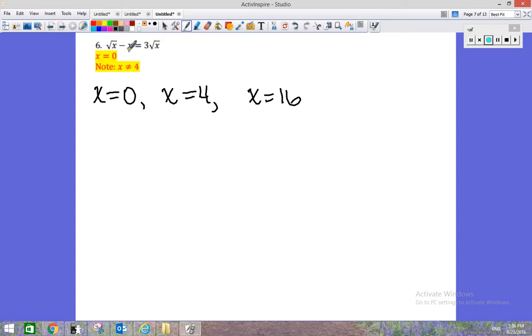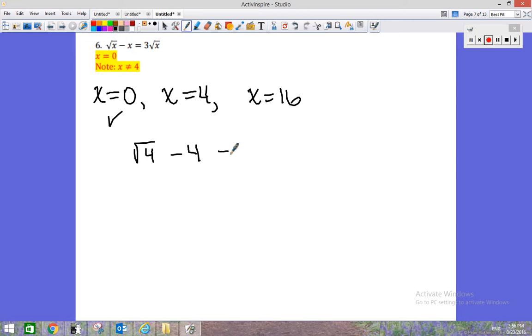Alright, let's take my equation and move it to a blank page, and we're going to check 0, 4, and 16. We need to check 0, 4, and also 16. Alright, so when I check 0, does it work? Well, on the left hand side, we've got 0 minus 0, which is 0, and 3 times 0. I don't need a calculator for that. That definitely checks.